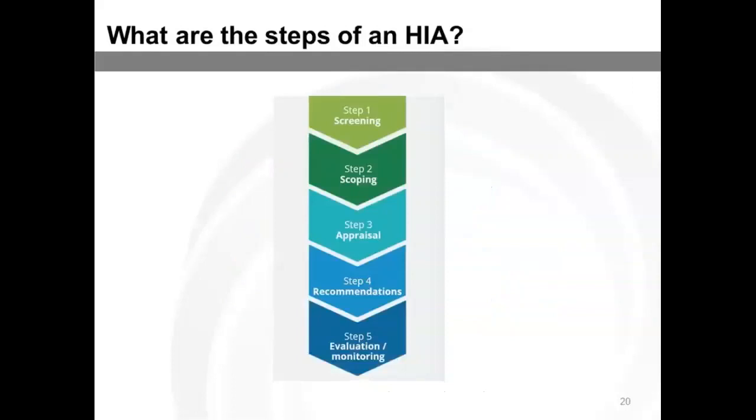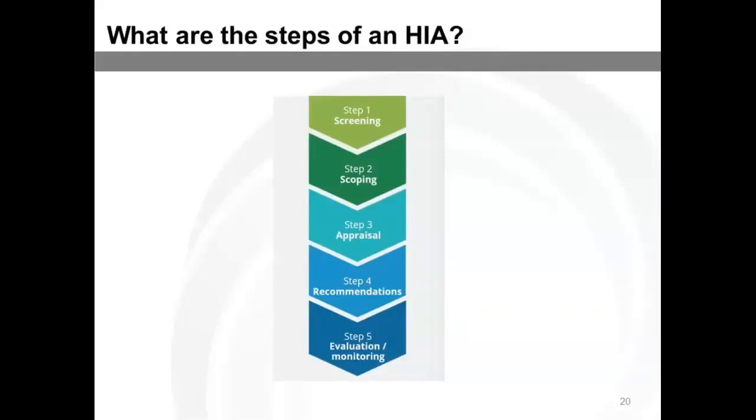Here we can see the steps of the HIA process. This figure shows us the steps of an HIA. You see here we have 5 steps. You can find in the scientific literature that sometimes some authors present the process with 7 or 6 or 4 steps. But those steps are very important.